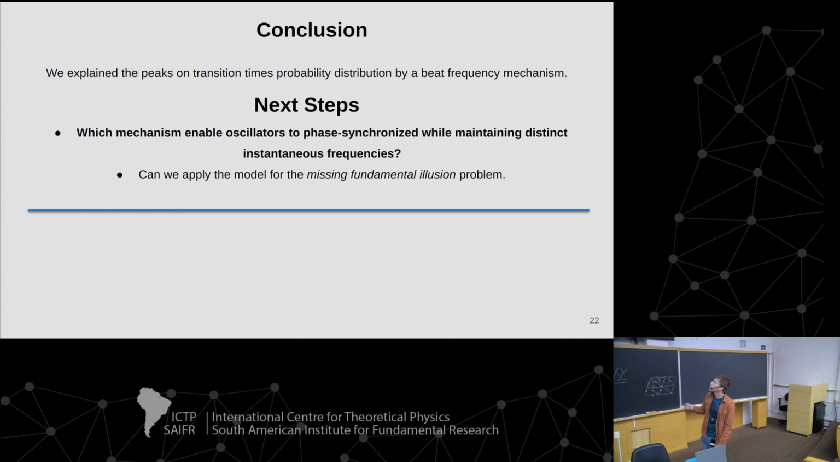So the conclusion is that we can explain the peaks on that probability distribution using the beat frequency formalism. The next step is to explain better these mechanisms where the oscillators can phase synchronize while they have different instantaneous frequencies. And also, we want to apply this to this phenomenon, the Bissing fundamental illusion, that I think there is not a closed solution for. And we have similar times here.